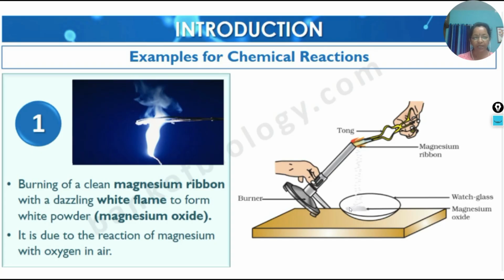In this reaction, magnesium is combining with oxygen in the air. And what is the result? A flame is produced, there is an evolution of a gas, and we have a residue also.